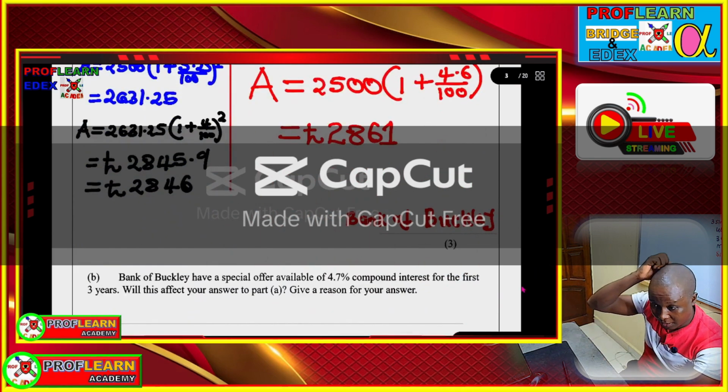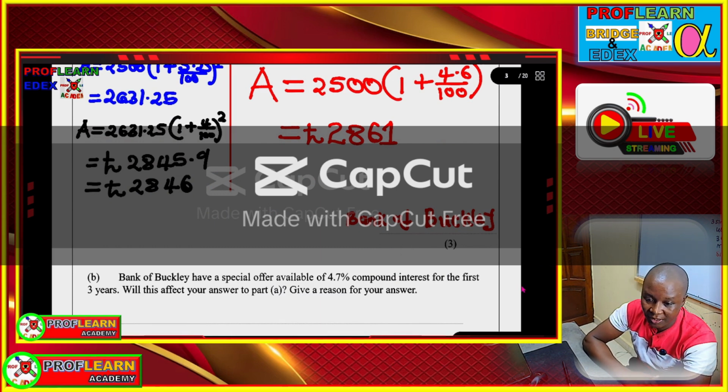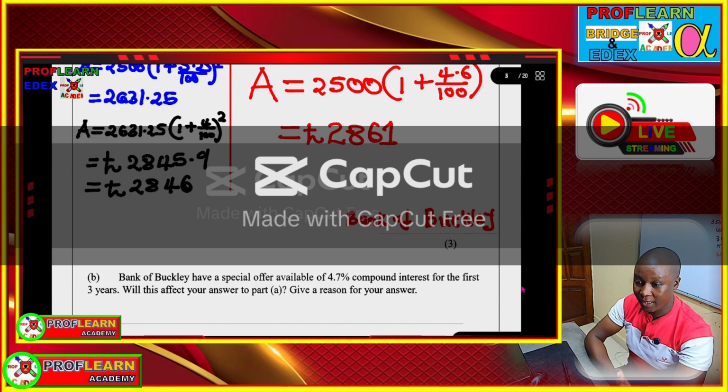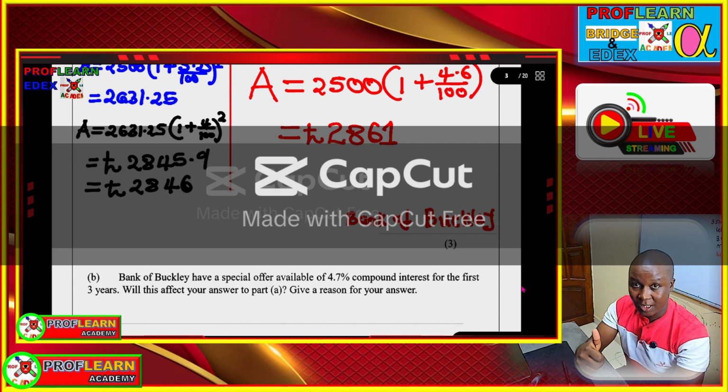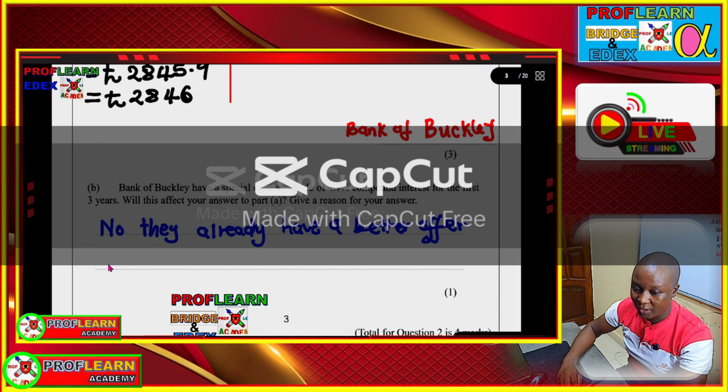Now the Bank of Barclays has a special offer available of 4.7% compound interest for the first 3 years. Will this affect your answer in A? It will not affect it, because already the Bank of Barclays is giving a better offer. So we say no, it's not going to affect, because they already have a better offer.